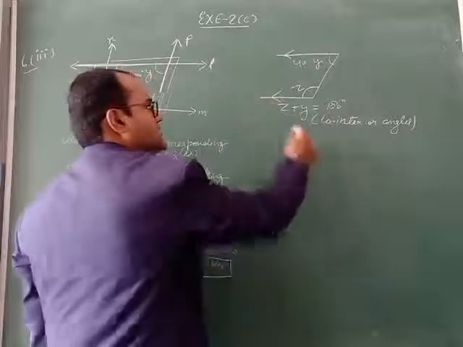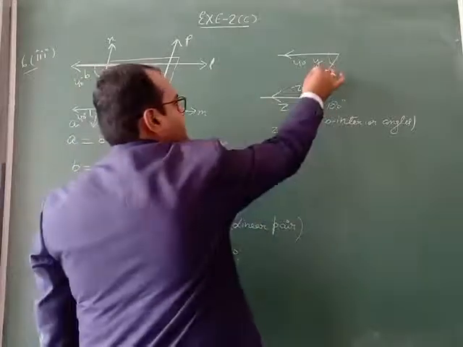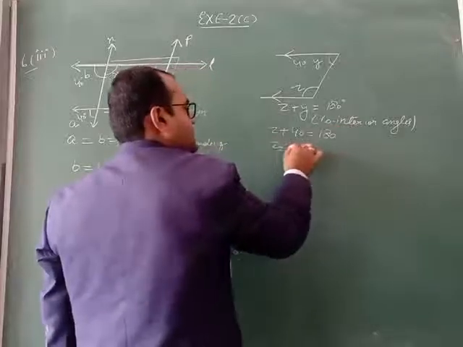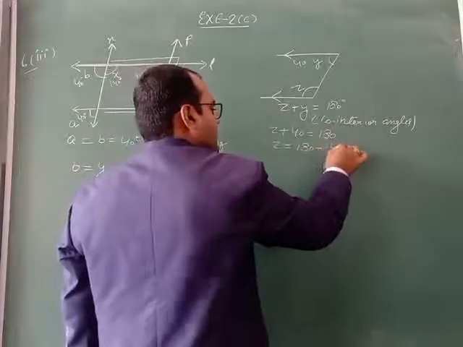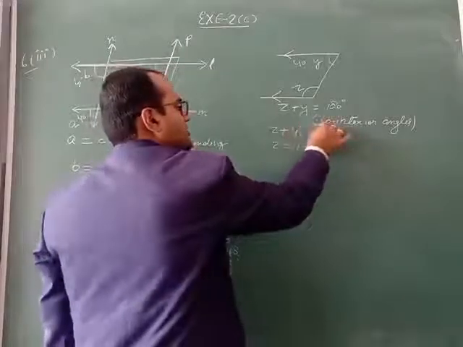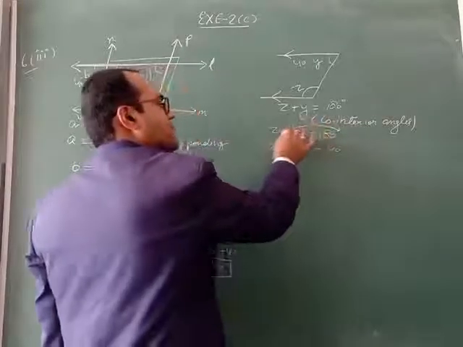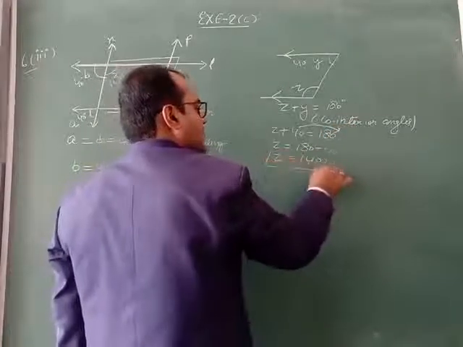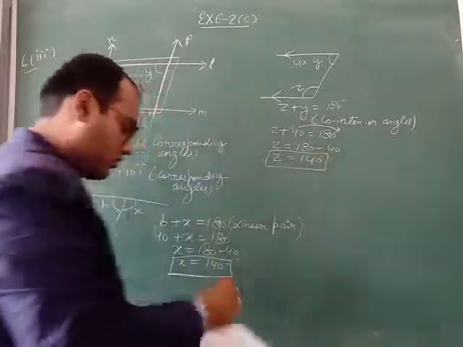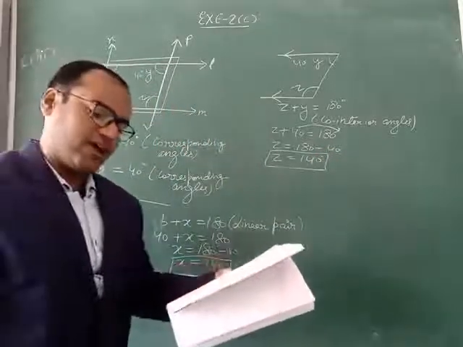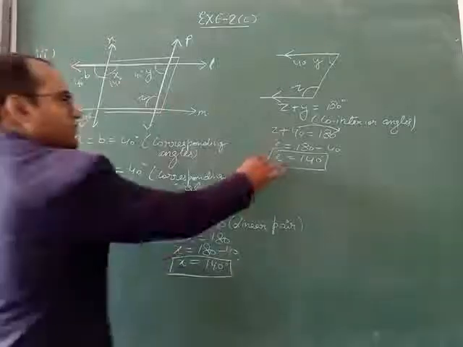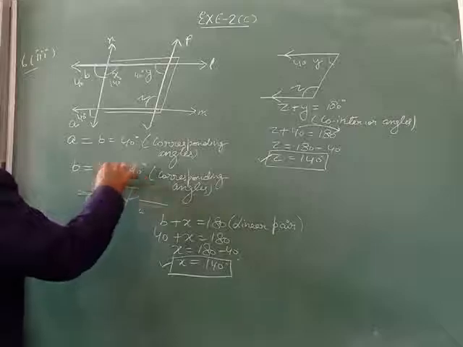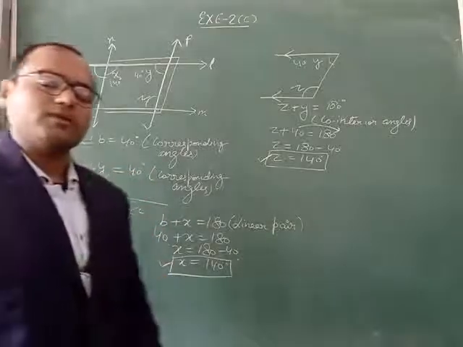Now the Z answer we don't know. The Y answer is 40. Z plus 40 is equal to 180. So Z is 180 minus 40. The 40 will come to the right hand side, plus 40 will become minus 40. On subtracting, we will get the Z answer 140. So here we got the answers of X, Y and Z. Z is 140, X is 140 and Y is 40. So like this you have to do question number 6.